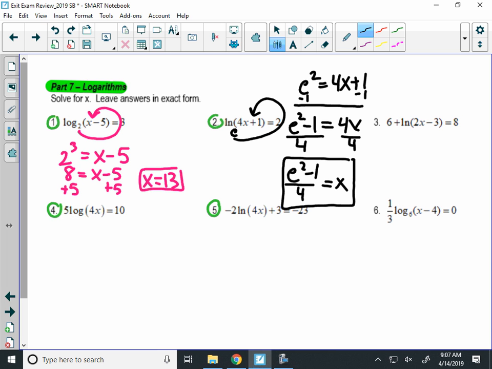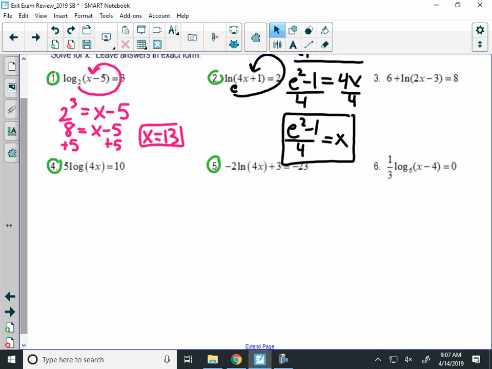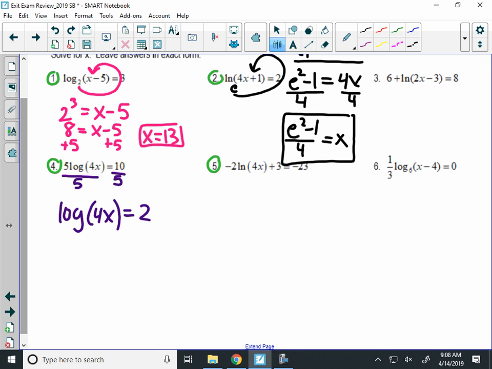It's very similar to number 2. We'll talk about similar ones in 4 and 5. So watch 4 or 5 here. In 4, I have 5 times log of 4x equals 10. Before I can do the curly Q, before I can simplify the logarithm part, I have to deal with anything that's going on outside of the logarithm, which here is being multiplied by 5. I'm going to start by dividing both sides by 5, and I'll get log of 4x equals 2.